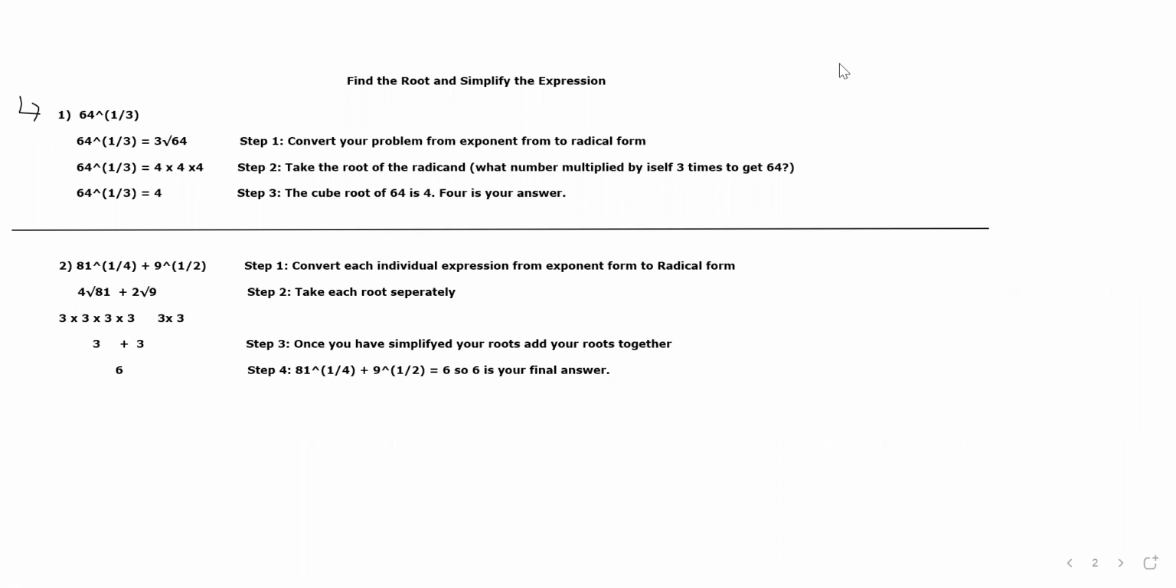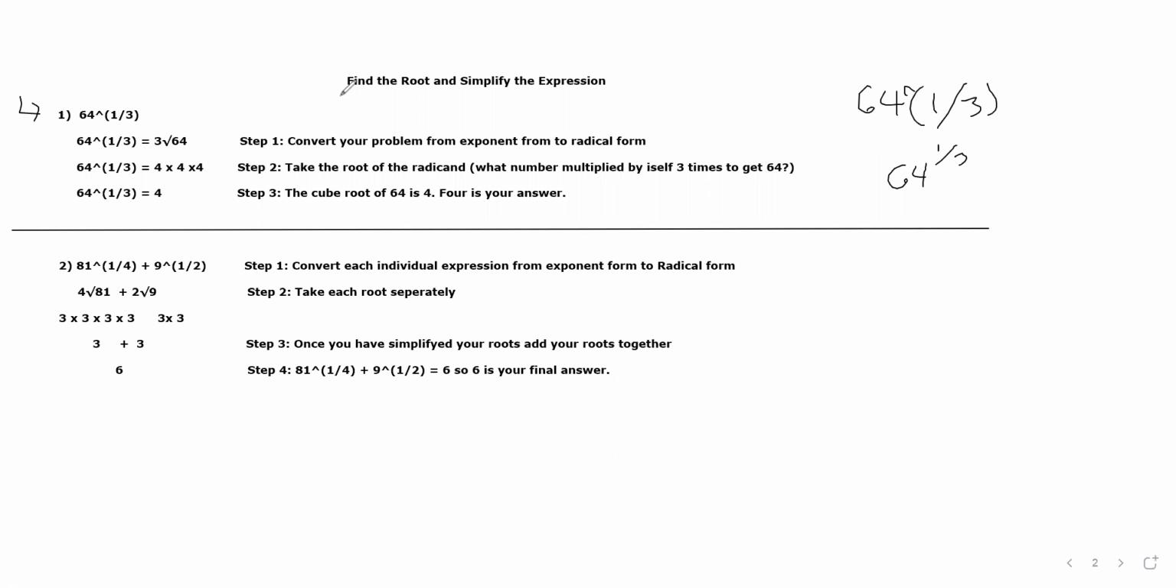So here we have 64, and then we have a little symbol, and then we have 1/3. Why did I use this symbol? This is really just 64 raised to the 1/3. But whenever we're writing things on the computer, or typing something into a calculator, you'll see that they use this form. They use this little caret sometimes, and that little caret just means that the 64 is being raised to the power of 1/3.